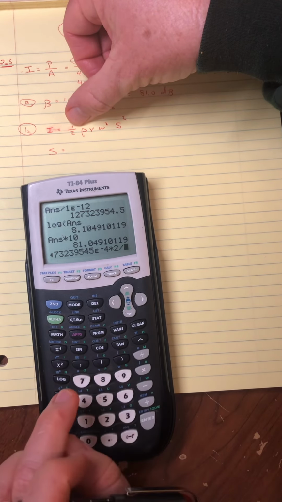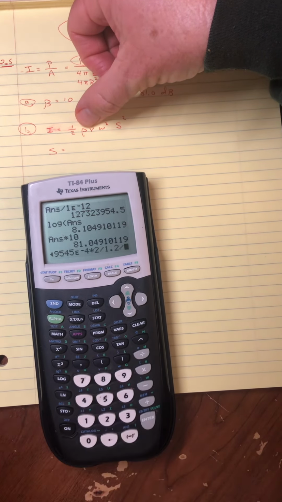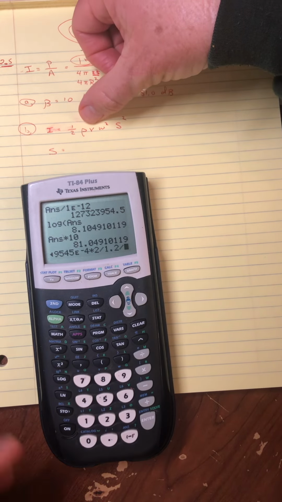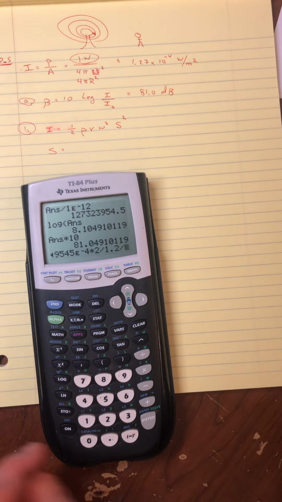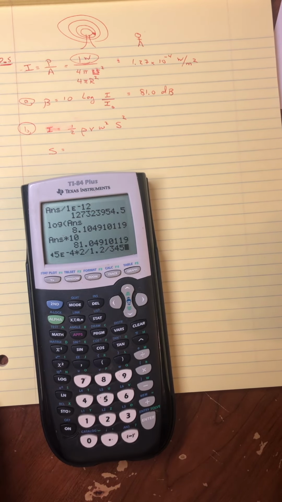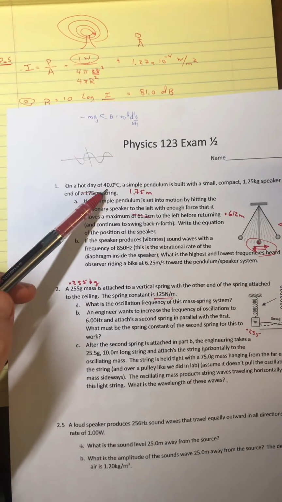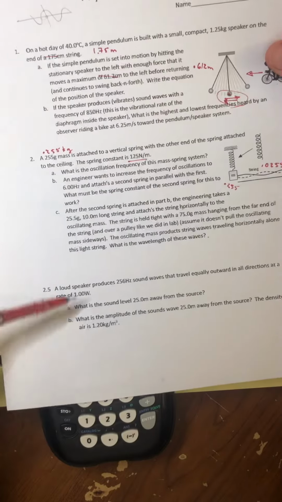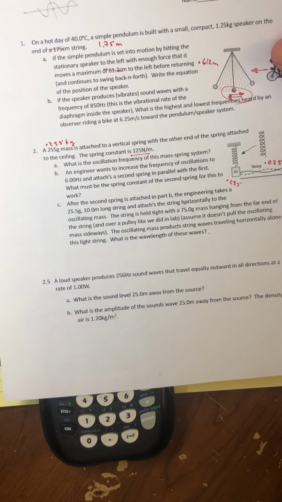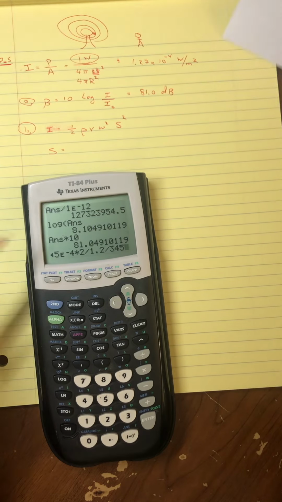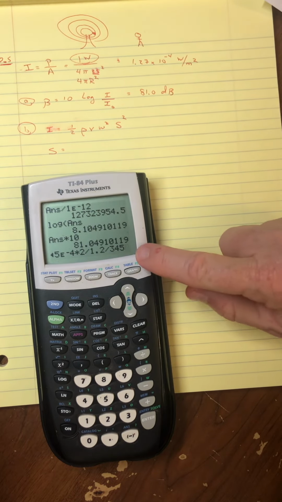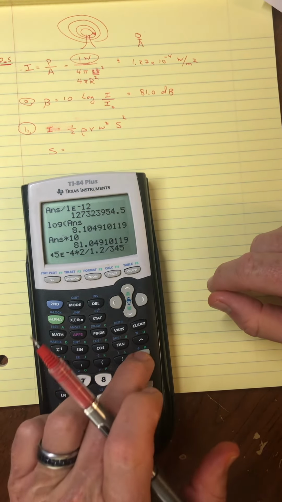I can then divide by the density, 1.2. I can divide by the speed. And remember, the general rule is they don't tell you the temperature. They're kind of implying room temperature, which the speed works out to be 345. So unlike number 1, where they said it was a hot day and we had to use the higher temperature, they don't say anything, so I'm going to use the standard 22 degrees and use the speed of 345.